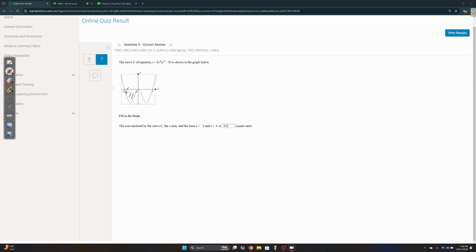To find the shaded region, we need to integrate. It's 5x squared times (x squared minus 9), so obviously we have to distribute. It's going to become 5x to the power 4 minus 45x squared. We need to integrate this, right? The integral is going to become 5x^5 over 5 minus 45x^3 over 3. This is going to become x^5 minus 15x^3, right?